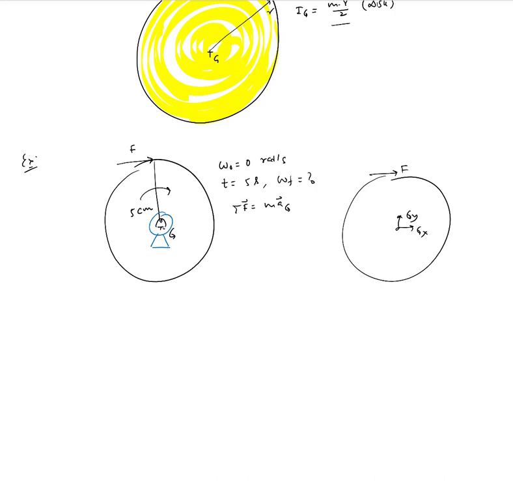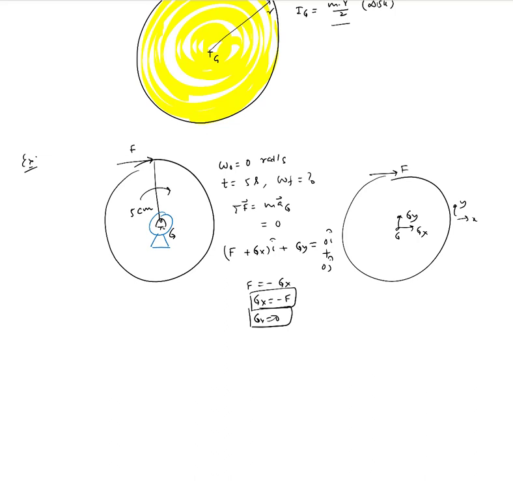So sigma F equal to M times A_G, this is zero because center of mass G is not going anywhere, it's a fixed point. So we have, this is the X coordinate, this is the Y coordinate, so I got F plus G_X i hat plus G_Y j hat equal to zero i hat plus zero j hat. So we get F equal to minus G_X, or I will say G_X equal to minus F, and G_Y is equal to zero. Okay, so no vertical action reaction, and G_X itself is equal to minus F.